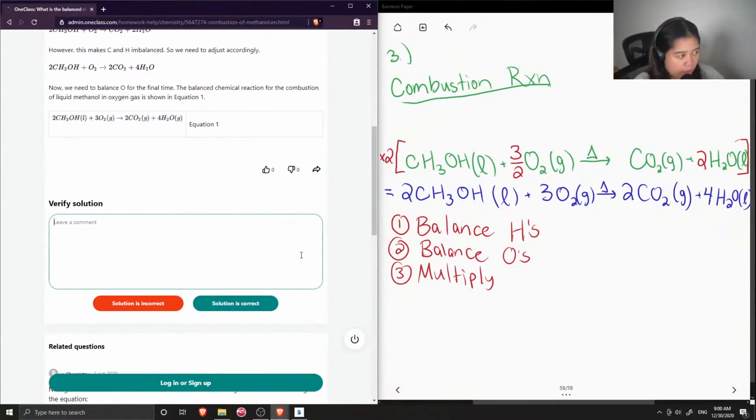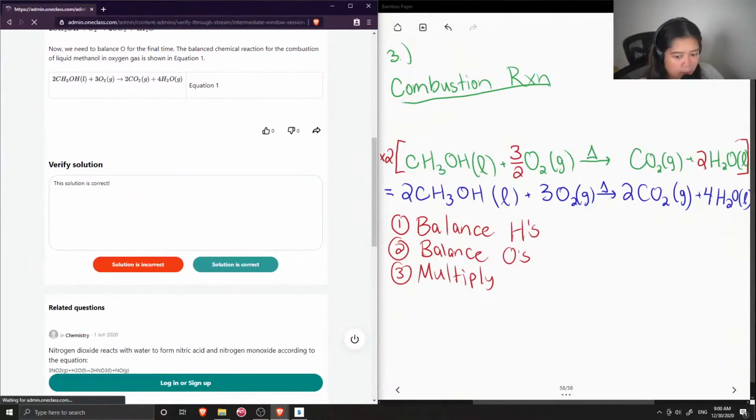So there are two different ways you can go about answering this question. It just depends on whether or not you like to deal with the fractions, or if you don't mind going back a few steps to fix your coefficients. Okay, so this solution is correct.